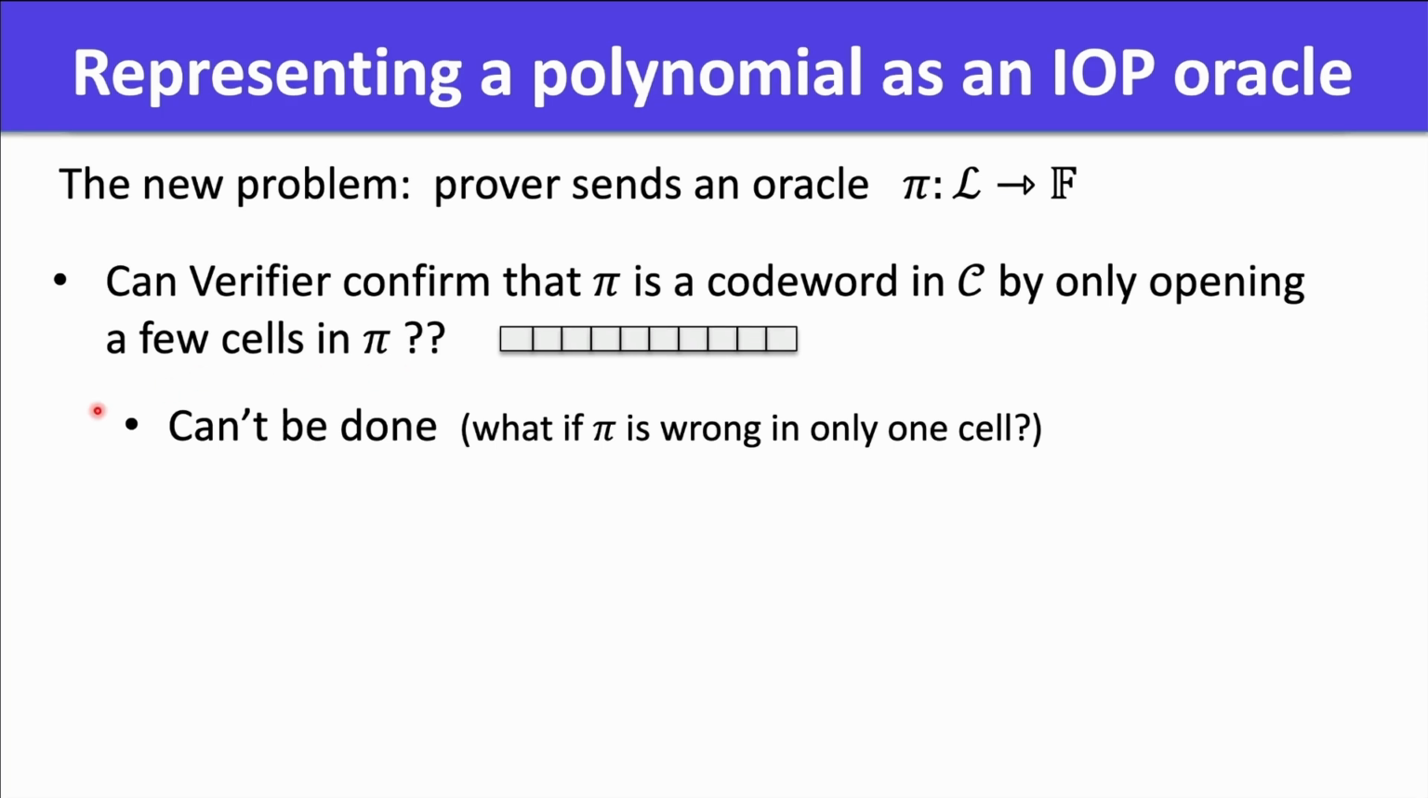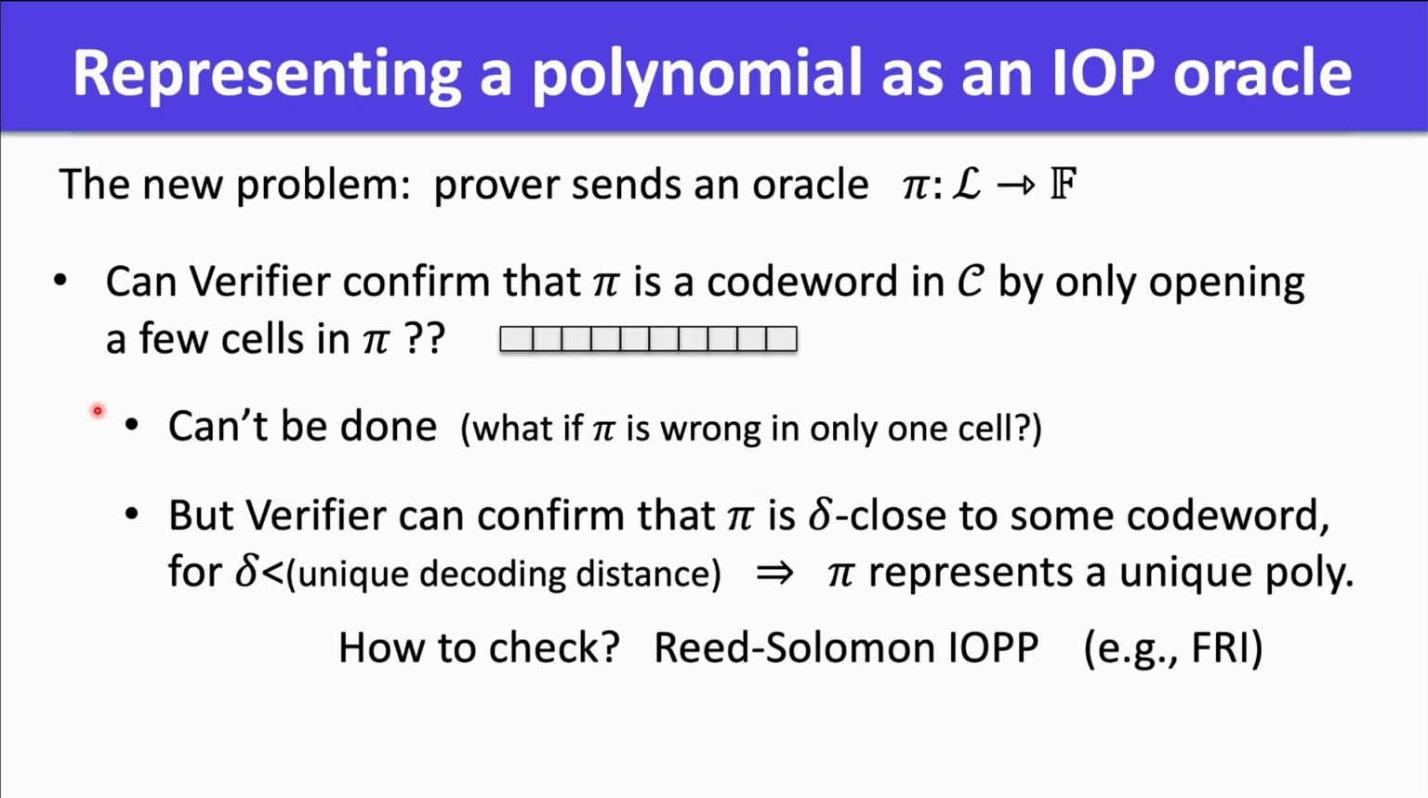And of course that can't be done, because what if the prover sent a string that's equal to a Reed-Solomon code word everywhere except in one cell? What's the likelihood that the verifier will open exactly that cell? That is very unlikely, and as a result, the verifier will never detect that the string that the prover sent is not actually a Reed-Solomon code word.